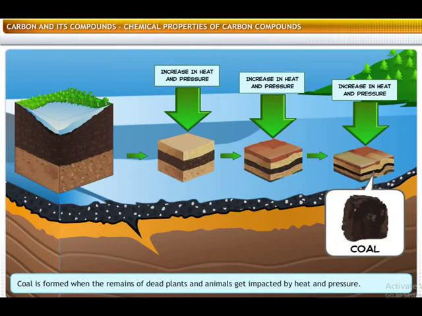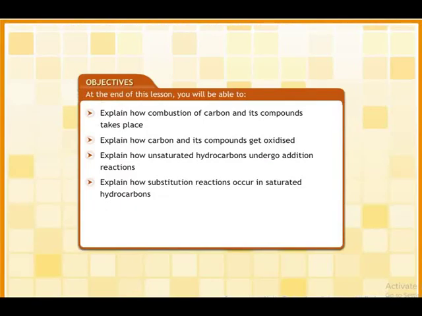In this lesson, you will learn more about the chemical properties of carbon compounds, like coal and petroleum, and the type of reactions they undergo. This lesson is about the different chemical properties of carbon compounds. At the end of this lesson, you will be able to explain how combustion of carbon and its compounds takes place, explain how carbon and its compounds get oxidized, explain how unsaturated hydrocarbons undergo addition reactions, and explain how substitution reactions occur in saturated hydrocarbons.